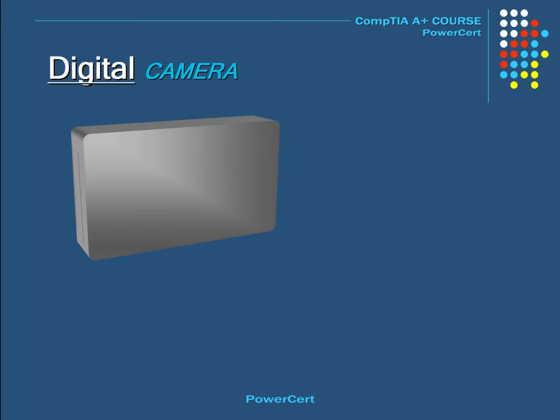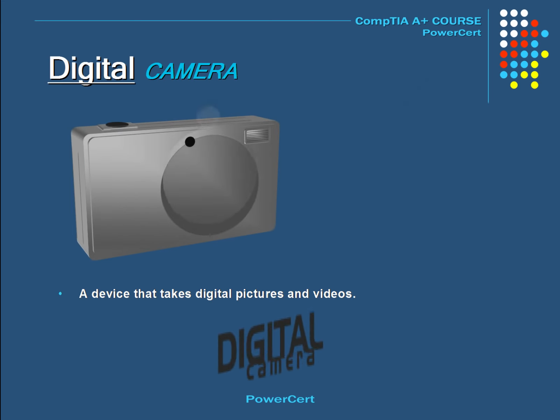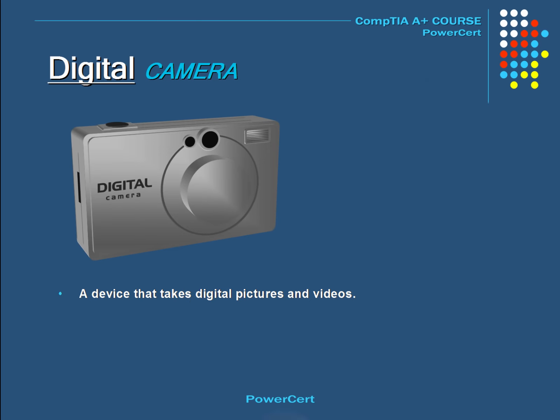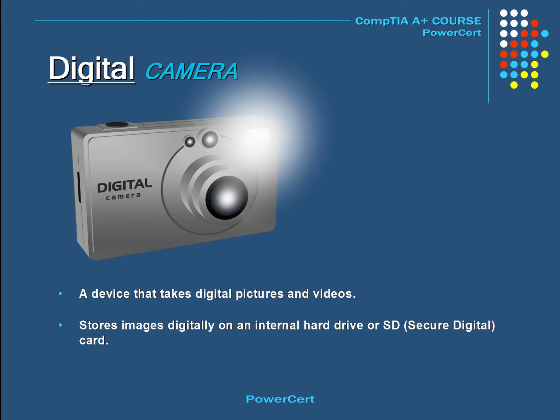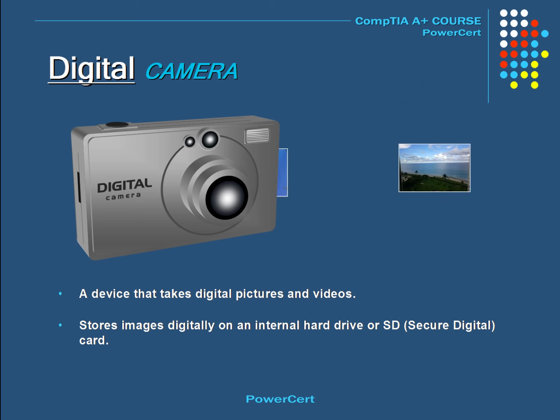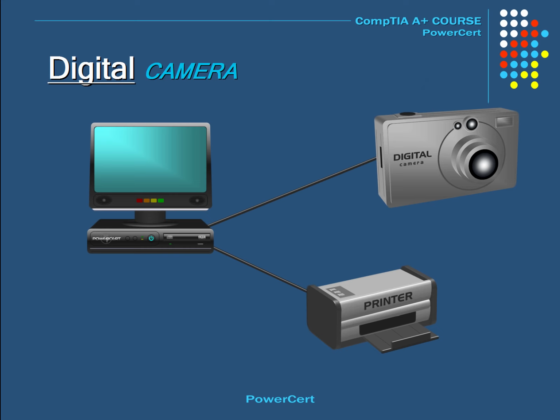A digital camera is a device that takes digital pictures and videos. Unlike standard cameras where the images are stored on film, a digital camera stores the images on an internal hard drive or on a camera's SD card. Once the images are stored, they can then be downloaded to a computer by using a USB cable or by the SD card. And then once they're on the computer, the images can be viewed or printed.